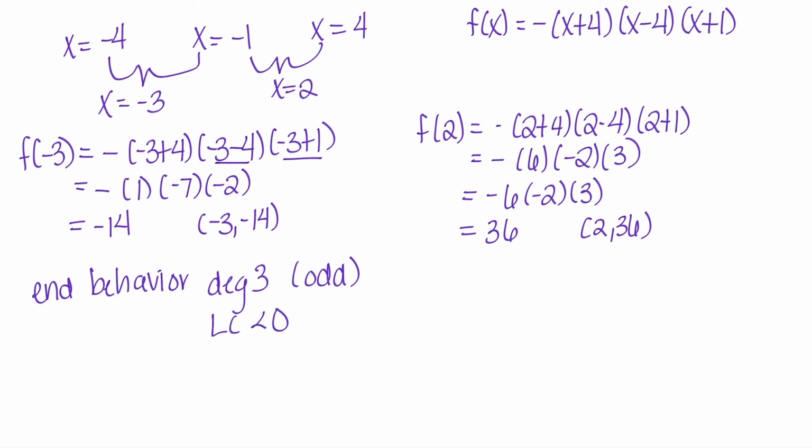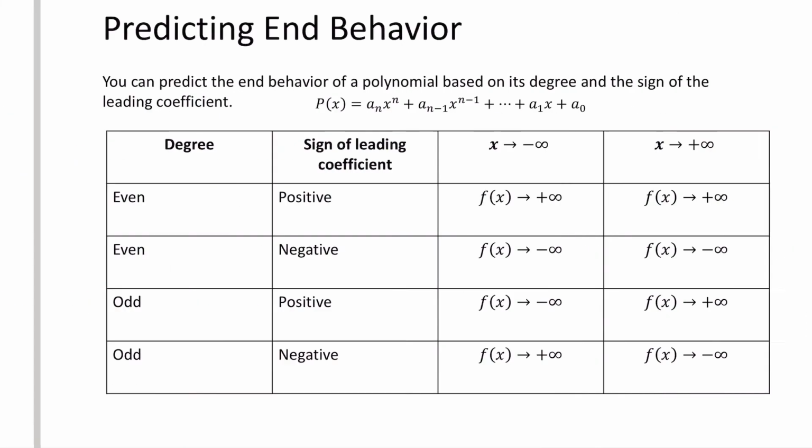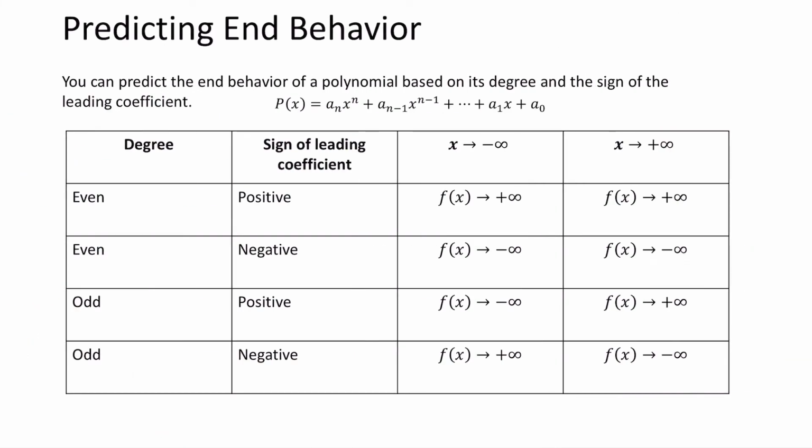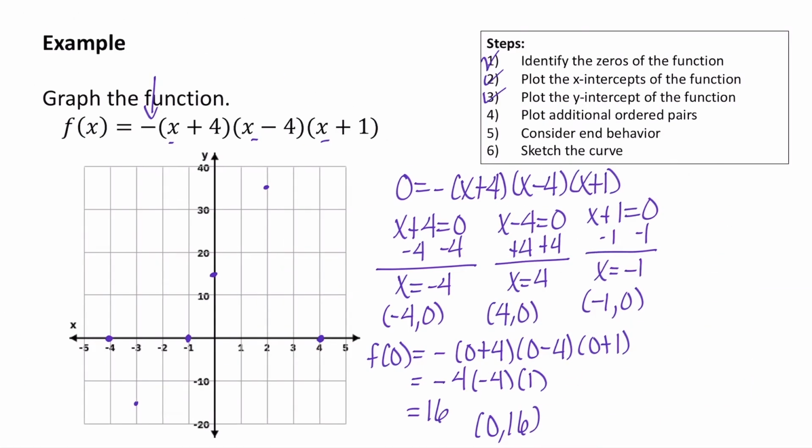Well, let's go back to that helpful chart that we had. Okay, so we said that the degree is odd and the leading coefficient is negative. So that means as x approaches negative infinity, f of x goes to positive infinity. And as x approaches positive infinity, f of x goes to negative infinity. So we can kind of sketch the end behavior onto our graph, right? So in this direction, it's going to go to positive infinity. And in this direction, it's going to go to negative infinity.